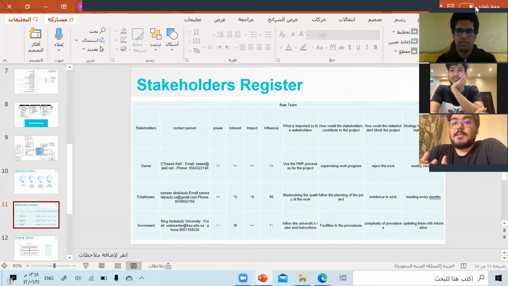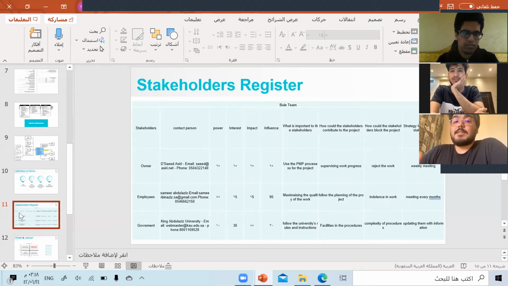Next. Stakeholder register. It's a table that has 3 parts: the identification information, the assessment information, and the stakeholder classification. As we see here, in the first column from the left we have the stakeholders in our project, which are the owner, represented by Dr. Saeed, the employees, represented by Samir Abdulaziz, and the government, represented by King Abdulaziz University.